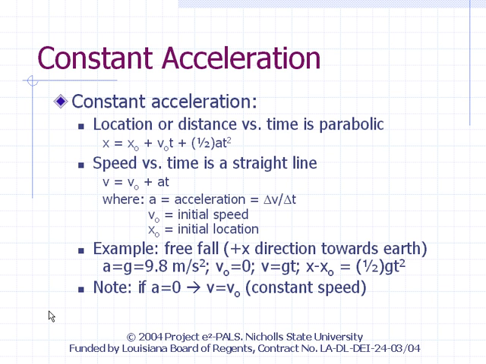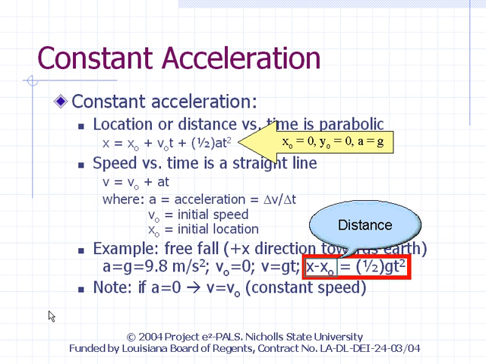Similarly, to describe the distance traveled versus time, we get x minus x naught equals 1/2 times g times t squared.